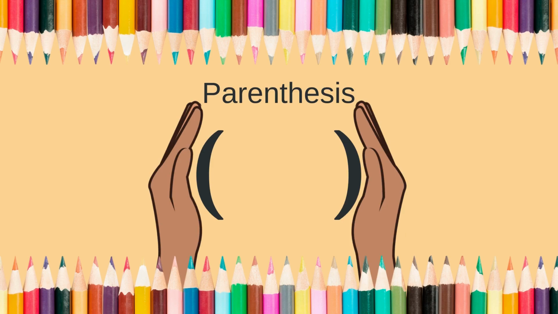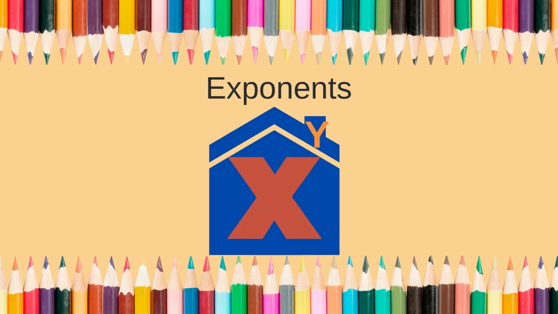An easy way to look at the parentheses is to imagine that you put your hands in this position and you only work with what you see between them. And a good way to recognize an exponent is to imagine it as a house with a chimney.